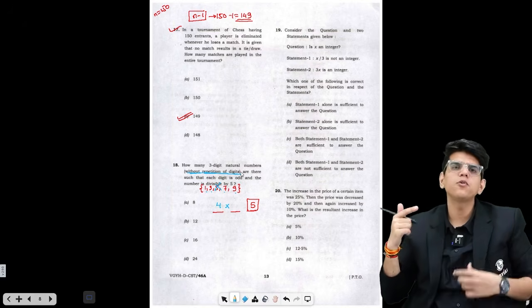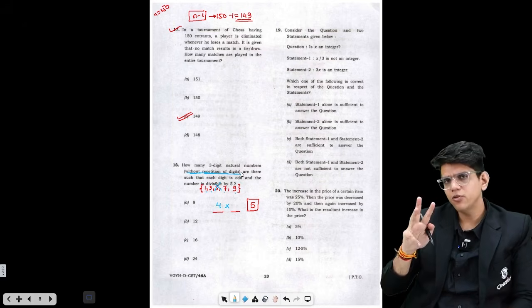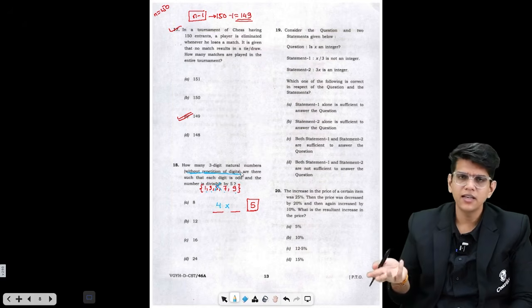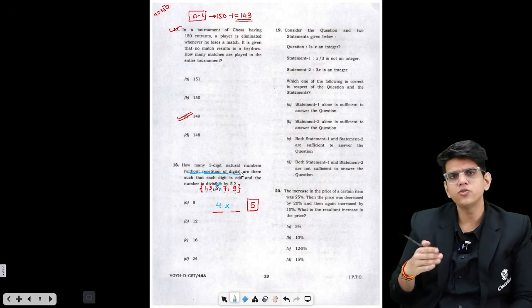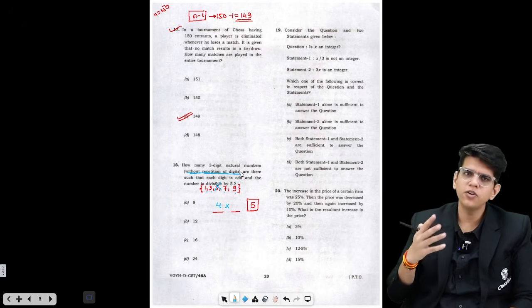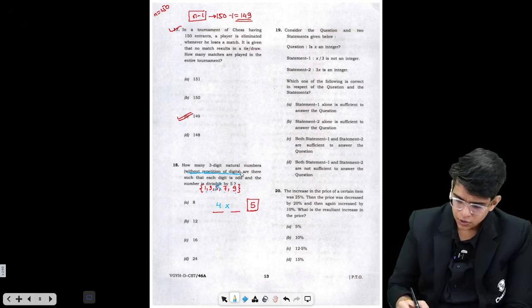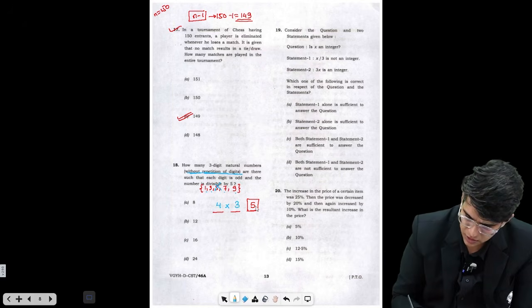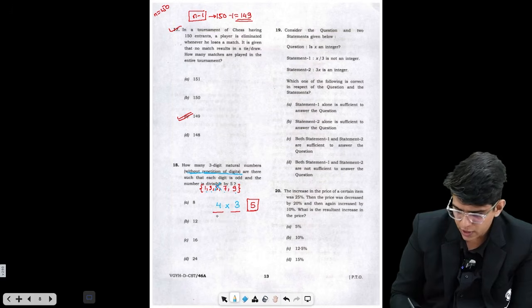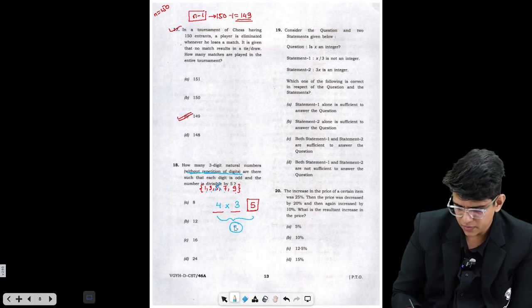Suppose we use 1, then for the next position we have only 3 values: 3, 7, 9. Suppose for the first position we use 3, then for the second position we have only 3 values: 1, 7 and 9. So here we have 3 options. This 5 is fixed. So in total, there are 12 such numbers.